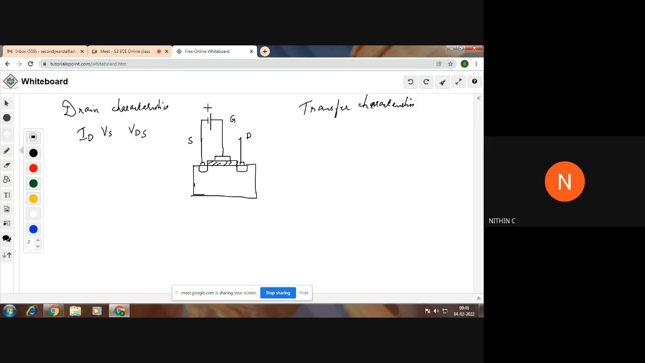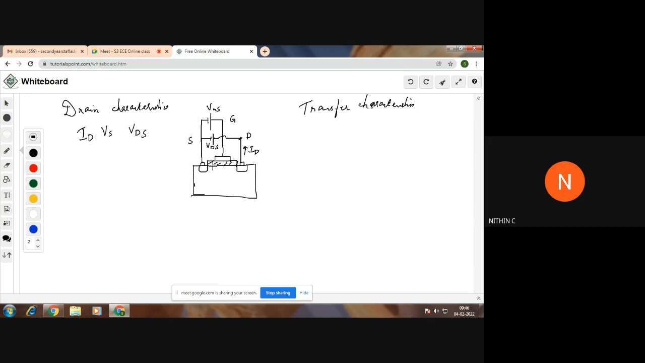This is the voltage VGS. This will be the voltage VDS. And you know the operation; I am not going to repeat that again. This will be the current ID. I hope you know the working. We have already discussed the working many times. I am not going to repeat that.